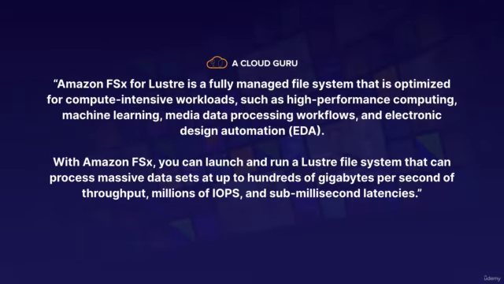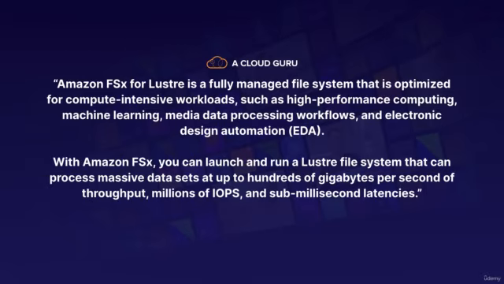And then we're moving on to Amazon FSx for Lustre. This is a fully managed file system that's optimized for compute-intensive workloads such as high-performance computing, machine learning, media and data processing workflows, and electronic design automation, or EDA. Now, with Amazon FSx, you can launch and run Lustre file systems that can process massive data sets, up to hundreds of gigabytes per second of throughput, millions of IOPS, and sub-millisecond latencies.